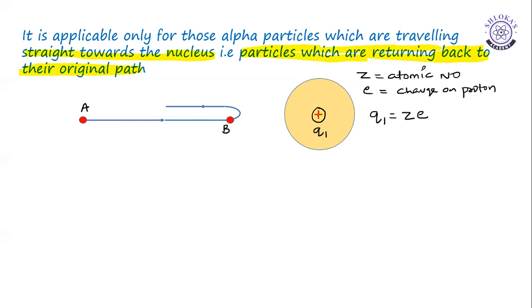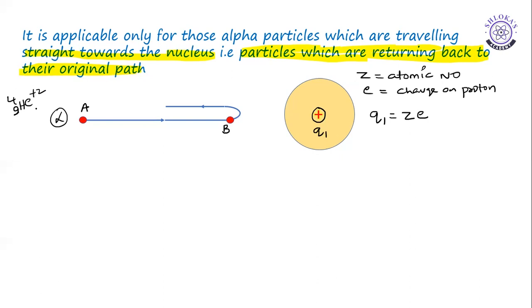Towards this nucleus, from an infinite distance, I am throwing an alpha particle. What is meant by alpha particle? An alpha particle is nothing but a doubly ionized helium particle, as I have already discussed in the previous video. The charge on alpha is 2e and the mass of alpha is 4 AMU.